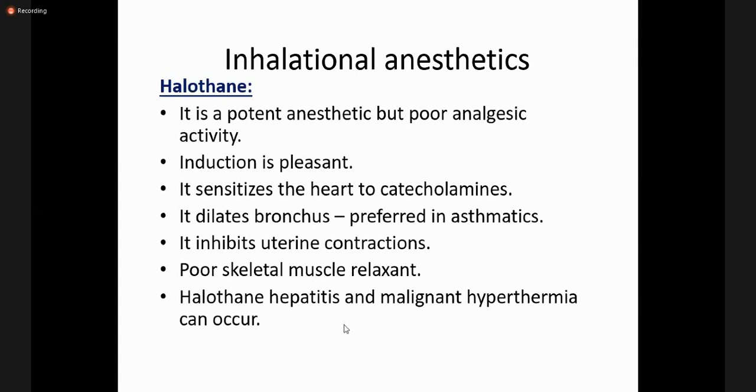Halogen hepatitis and malignant hyperthermia can occur. Halogen hepatitis can occur if we use a higher dose, or if we perform surgery repeatedly after a short period of time with halogen. Malignant hyperthermia basically occurs in genetically susceptible patients, especially if we use halogen with the muscle relaxant succinylcholine.